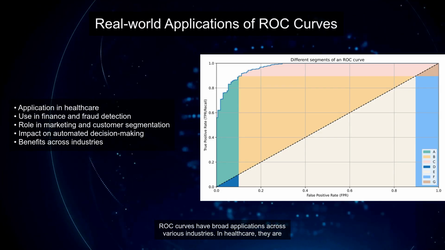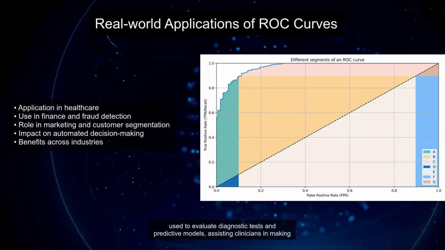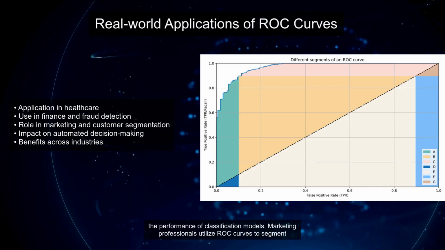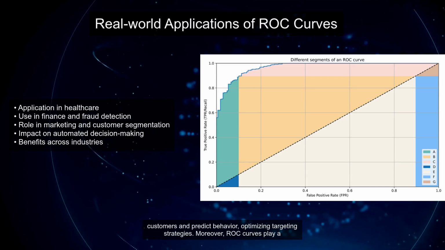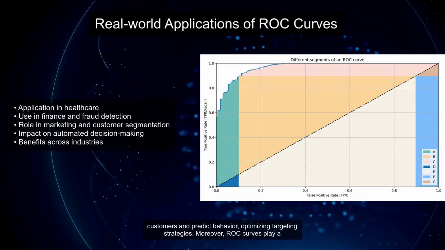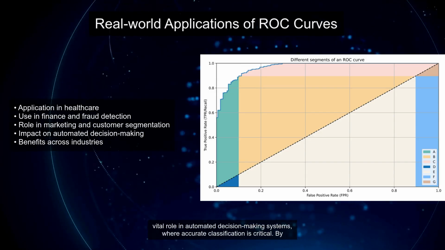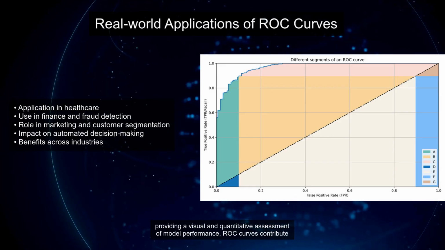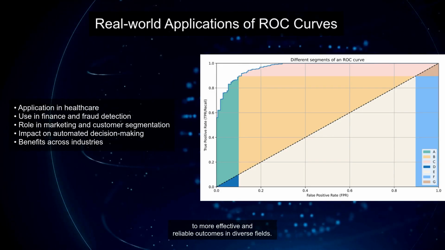ROC curves have broad applications across various industries. In healthcare, they are used to evaluate diagnostic tests and predictive models, assisting clinicians in making informed decisions. In finance, ROC curves help detect fraudulent transactions by assessing the performance of classification models. Marketing professionals utilize ROC curves to segment customers and predict behavior, optimizing targeting strategies. Moreover, ROC curves play a vital role in automated decision-making systems, where accurate classification is critical. By providing a visual and quantitative assessment of model performance, ROC curves contribute to more effective and reliable outcomes in diverse fields.